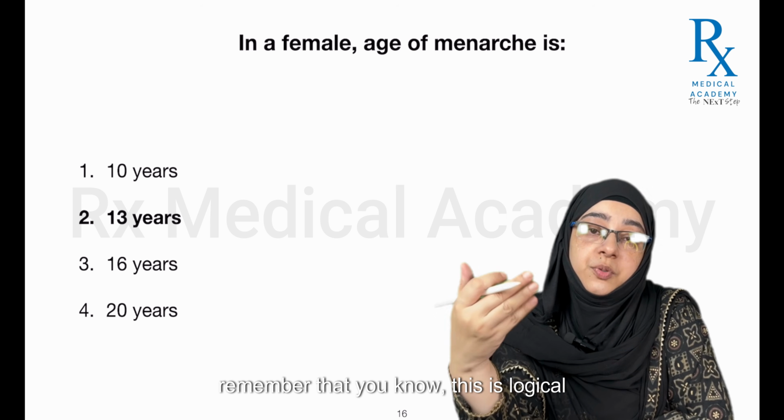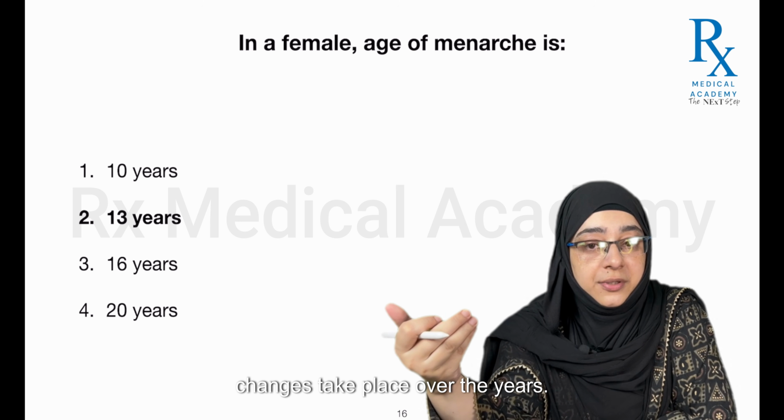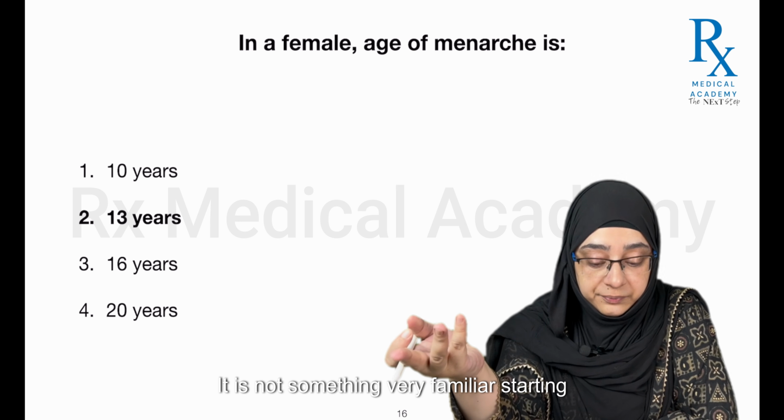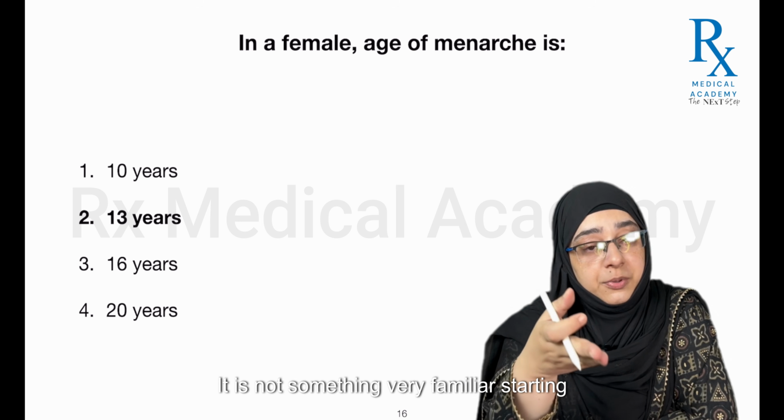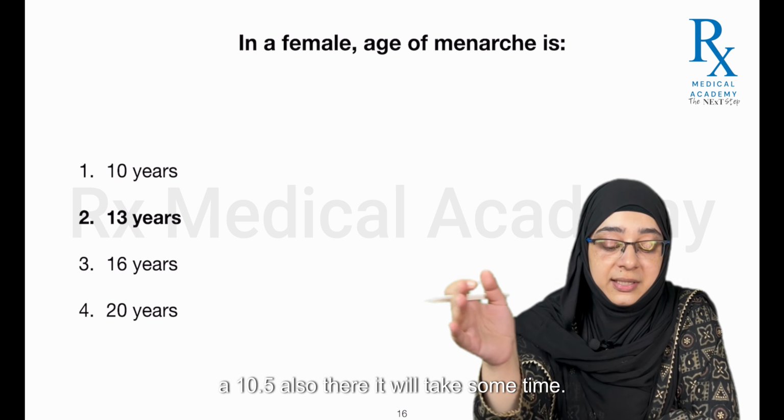And please remember that puberty, these physiological changes take place over a couple of years. It is not something very sudden. Therefore, when puberty is starting at 10.5 years, it's not like menarche will also be there. It will take some time.